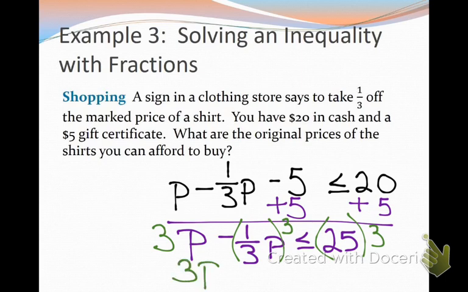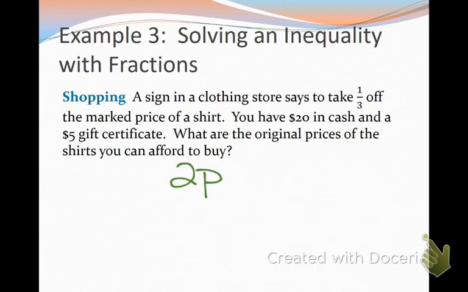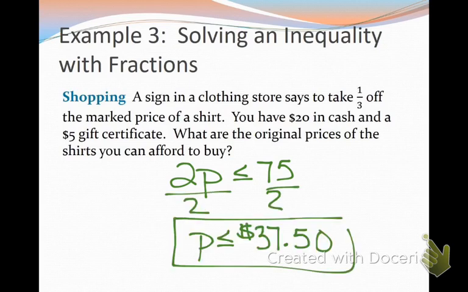All right, so now I have 3p minus p is less than or equal to 75. I'm getting closer. What's 3p minus p? 2p. 2p is less than or equal to 75, and I'm really close now. What do I do? Divide both sides by 2.